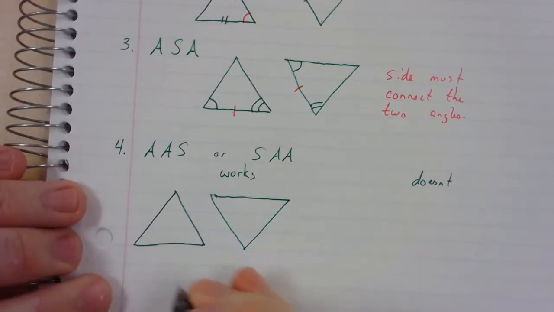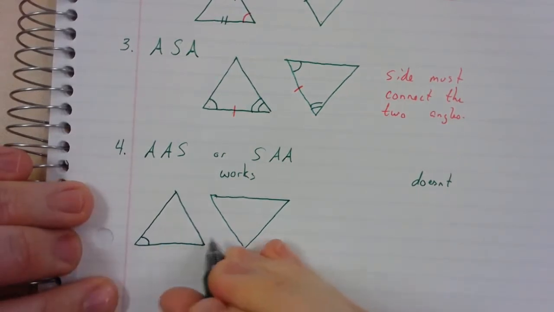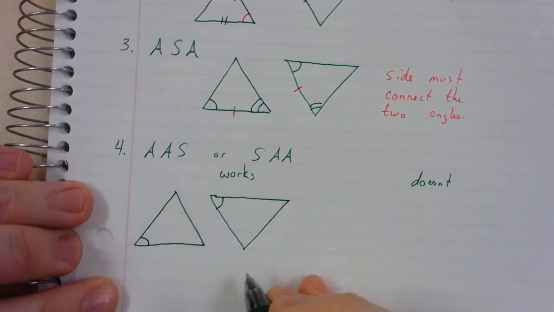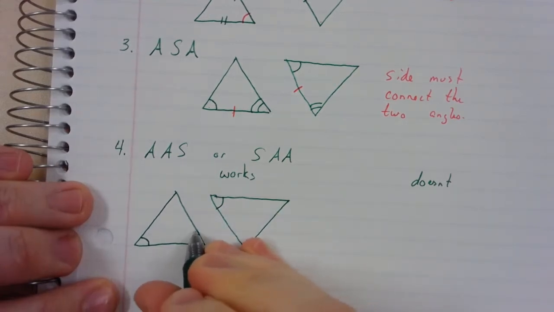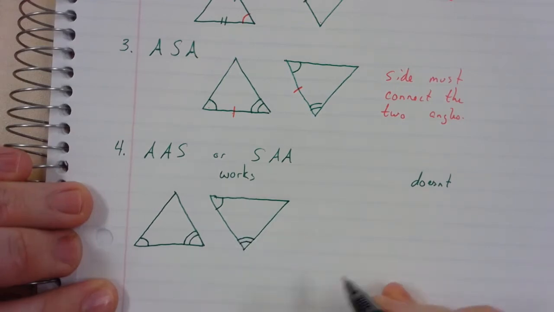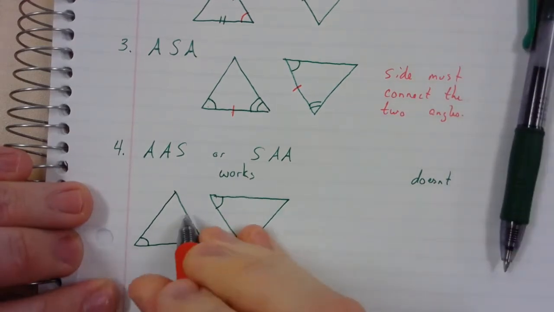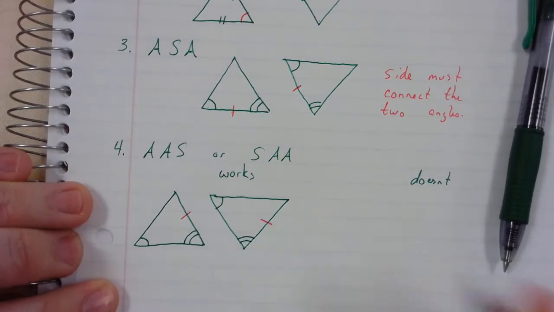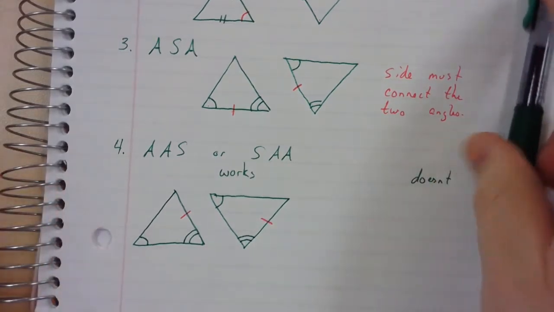Now for angle, angle, side, I've got this angle congruent to this angle. I've got this angle congruent to this angle. And then finally, I'm going to have this side congruent to this side. This one works. Okay?